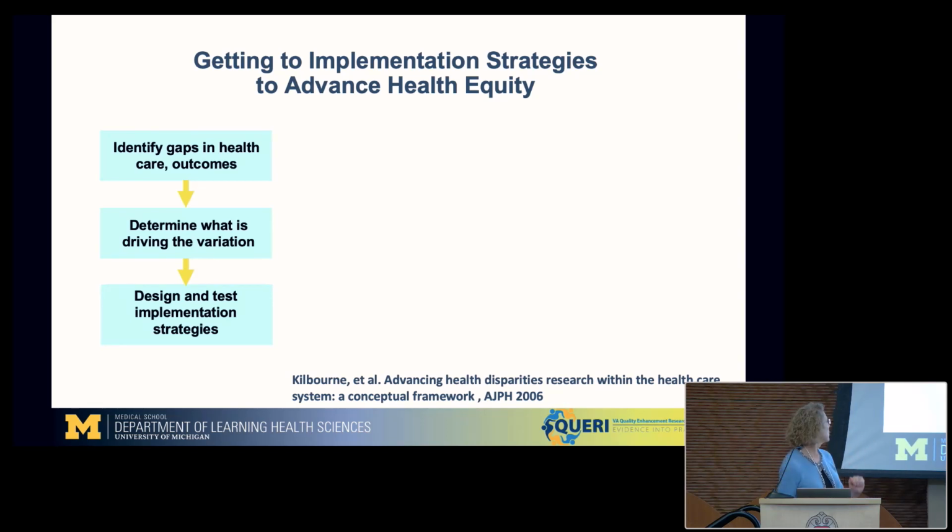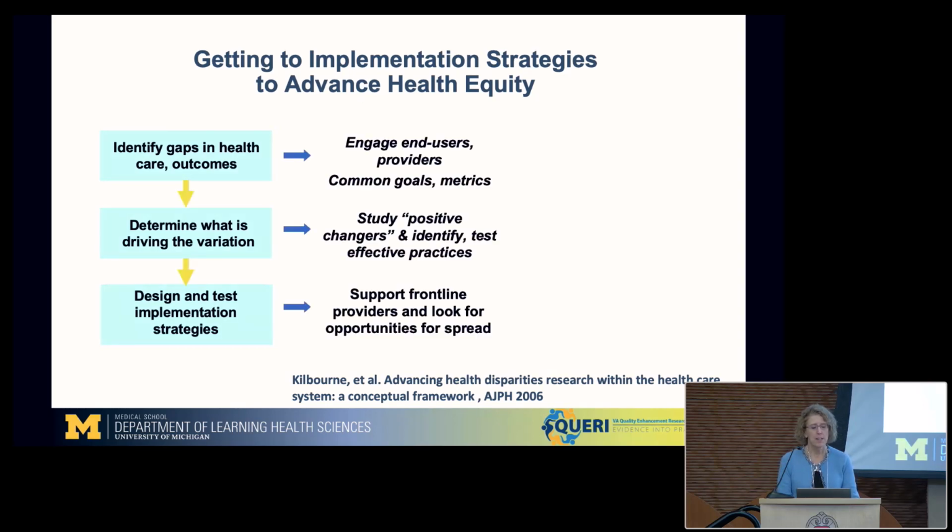And so another way of thinking about it is that you're identifying gaps in healthcare and outcomes, and that's sort of that first phase of the implementation roadmap from QUERI. And then you are determining what's driving that variation in the gaps. It could be just a lack of access to effective treatments, and then designing and testing your implementation strategies. And in each phase, there are different ways in which you are going to engage different frontline providers and end users. So you want to engage your key interested parties at the beginning, identifying the common problem to be solved and also the metrics by which you measure success.